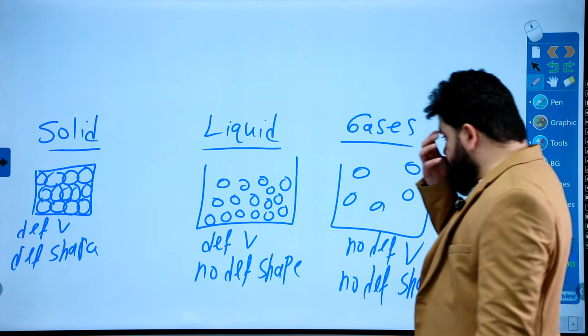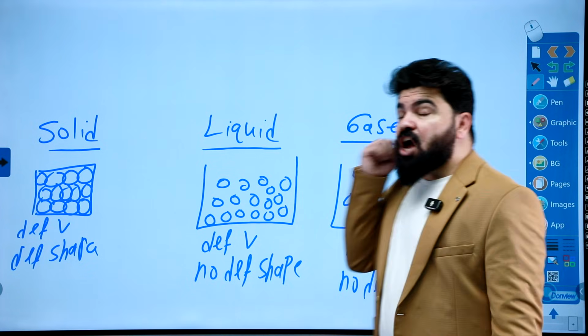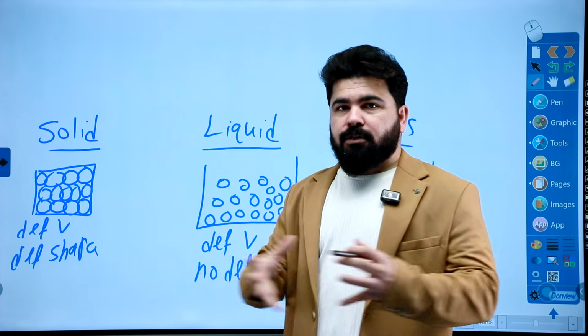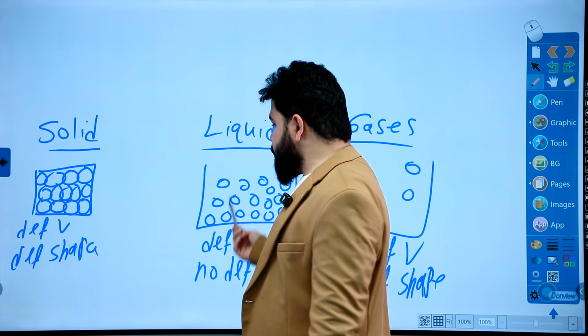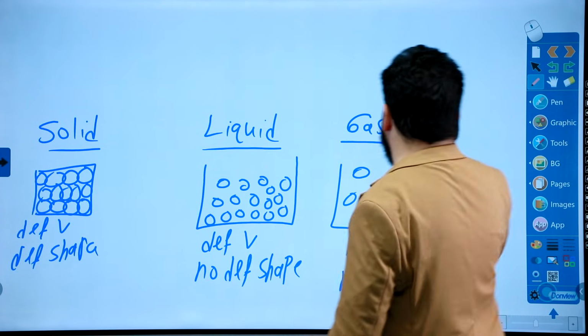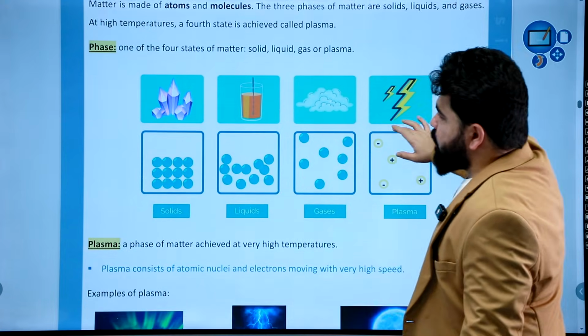But something is really important, which is that gases have the highest compressibility. Why? Because particles are far away from each other. You can compress them easily. Liquids cannot be compressed because particles are close. Solids also cannot be compressed because particles are close.